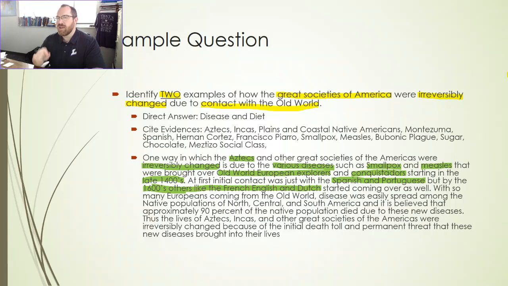With so many Europeans coming from the Old World, disease was easily spread among the native populations of North, Central, and South America. This is where I could have added in something else, and I didn't just because I felt like I was writing too much. I could have added in the whole Jared Diamond theory, which I don't know if we've talked about in class yet. I think we have, that it is believed now that there were no major, pandemic-style diseases in the Americas before the Europeans got there. And that is why the death toll was so dang high.